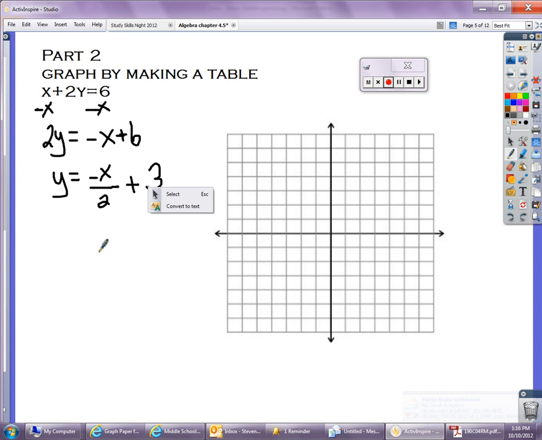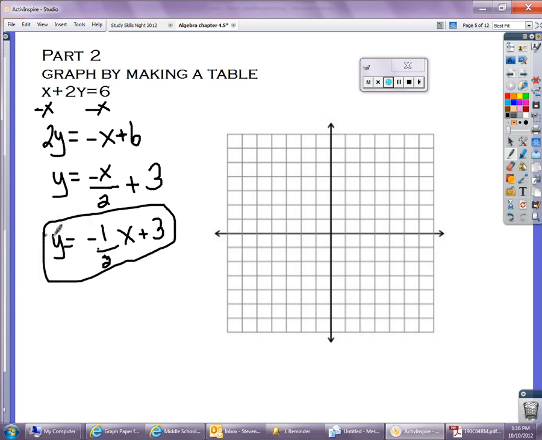Now, the one thing you want to remember is that negative x over 2, so that's negative 1x. Well, I can just change that to become negative 1/2 times x plus 3. Makes it look a little nicer, and then now I know that I'm multiplying x times negative 1/2, which is the same as taking it and dividing it by 2. Now that I have it solved for y, I'm going to make a little table.